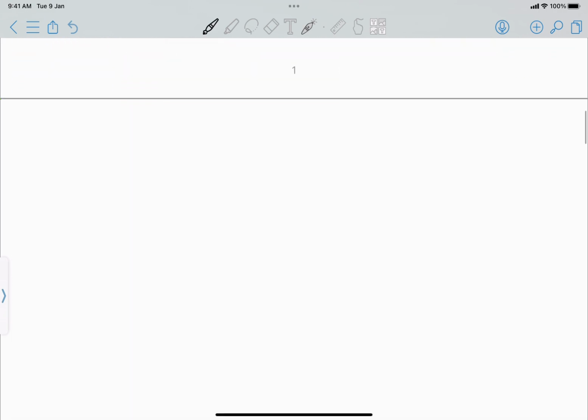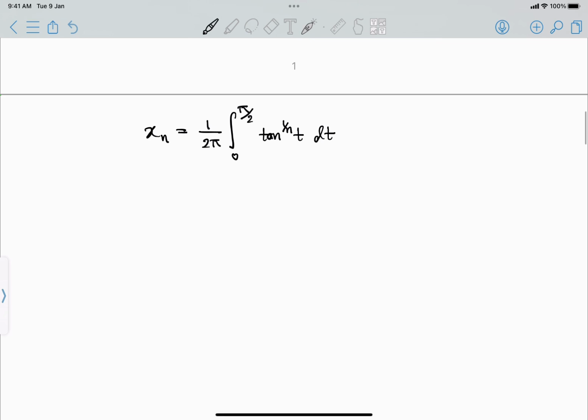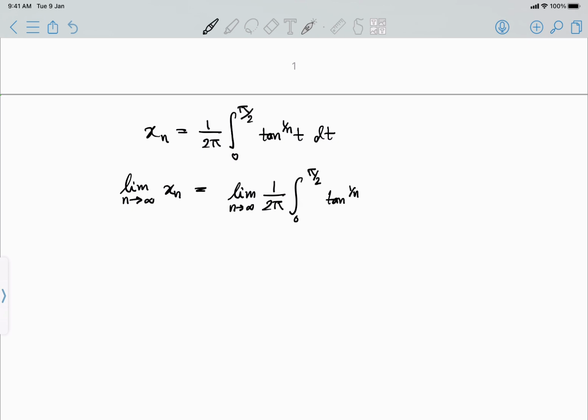So the sequence is given by, so xn is a sequence. This is given by 1 by 2 pi integration 0 to pi by 2 tan to the power 1 by n t dt, right? So we have to find the limit of this sequence. Suppose this is convergent, and we have to find the limit of this. Limit n tends to infinity xn means limit n tends to infinity 1 by 2 pi integral 0 to pi by 2 tan 1 by n t dt.